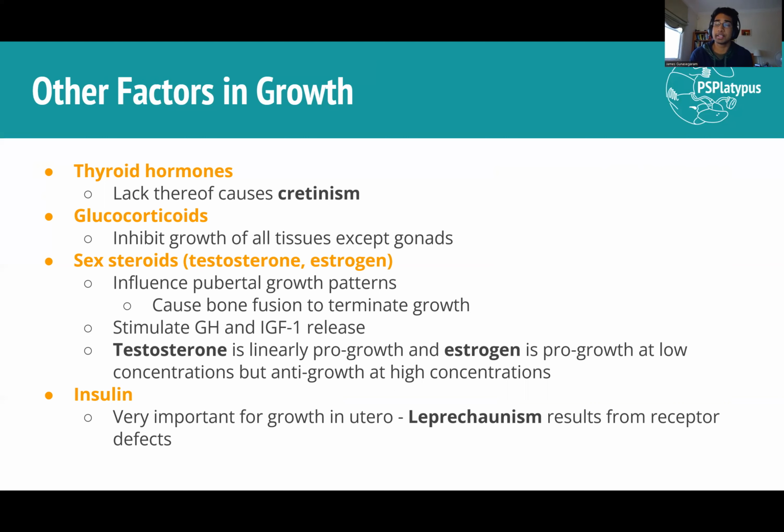And then insulin, so when I say in utero, I mean in utero. So before the fetus is born, while it's still developing and growing, insulin is a really important factor. And leprechaunism, which I swear is a real disease, occurs when we have defects in insulin receptors. And so the child is born underweight and it just stays underweight because it's not properly getting the signaling required.